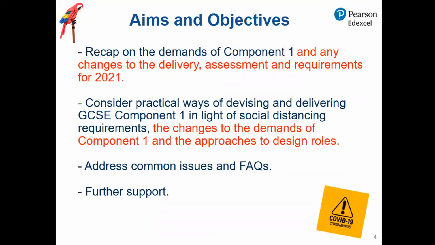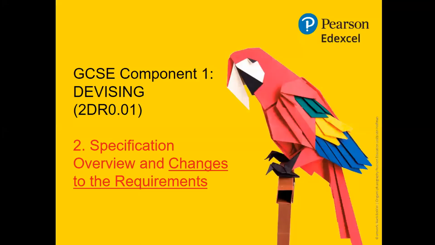So the aims and objectives. We will recap on the demands of Component 1 and any changes to the delivery, assessment and requirements for 2021. We will consider practical ways of devising and delivering GCSE Component 1 in light of social distancing requirements, the changes to the demands of Component 1 and the approaches to design roles. We will address common issues and answer any frequently asked questions. We will also offer further support.